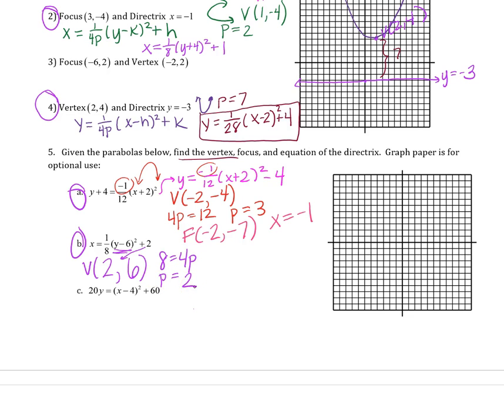And then from there, I'm going to use my grid paper to help me out. So I've got (2, 6). Okay, that's my vertex, and p is equal to 2. I have to figure out which direction I'm going to go in p, though. Well, since this is a positive coefficient here, it's going to open positively like that. So this is what my parabola looks like.